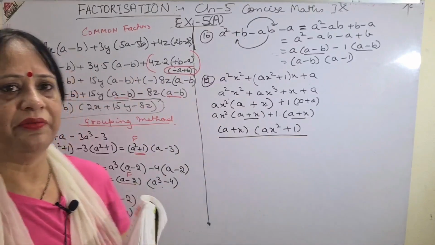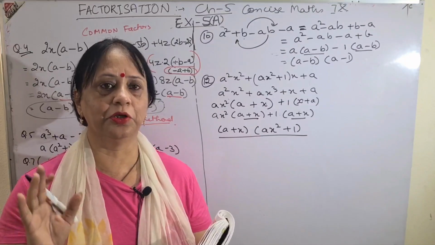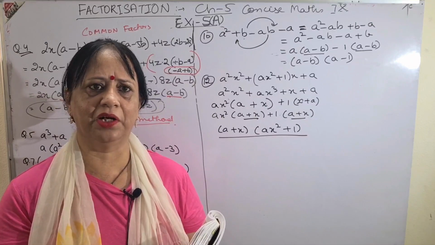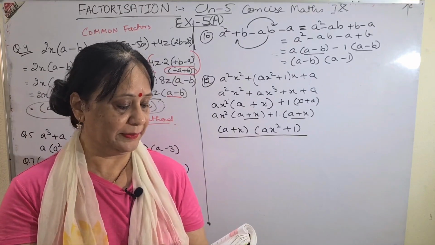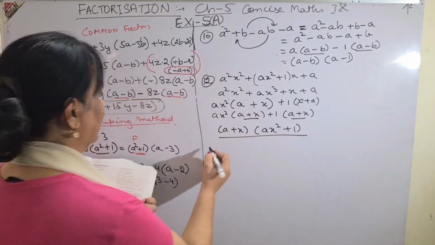So see children, factorizing by grouping method means try to make the groups. Groups mean the common factor. Take the common factor out and the rest is your answer. And of course, the practice will make you perfect. Then moving on to the same line, question number 13.